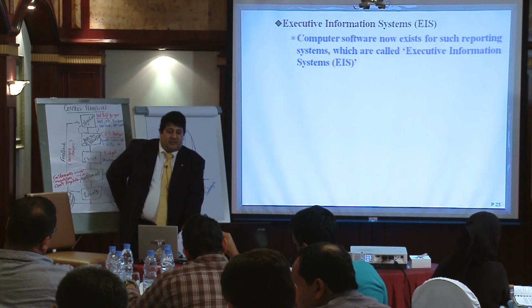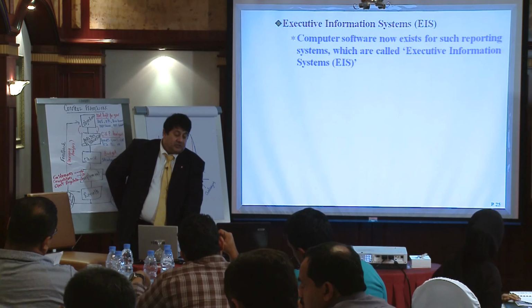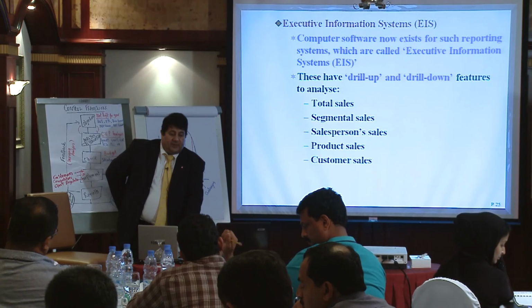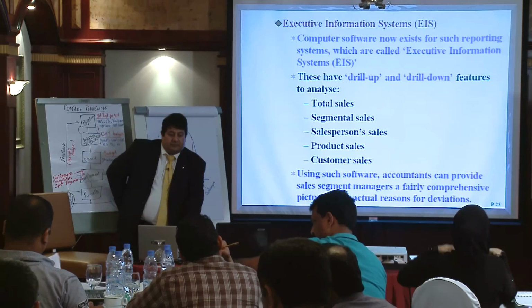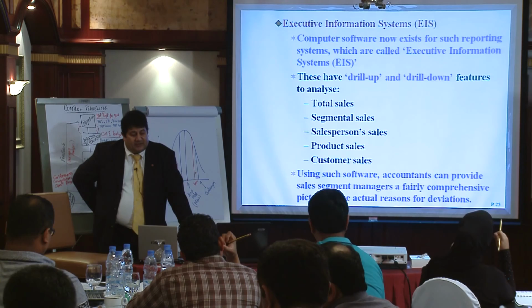Company software now exists for such reporting systems, which are called executive information systems. You've come across this before. These have drill up and drill down features to analyze total sales, segmental sales, salesperson sales, product sales, and customer sales. Using such software, accountants can provide sales segment managers a fairly comprehensive picture of the actual reasons for the deviations.